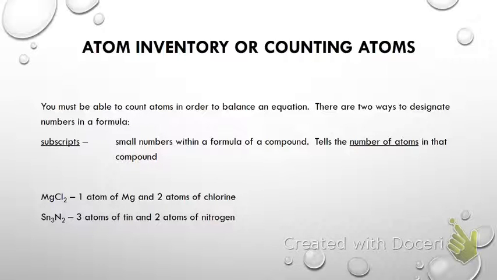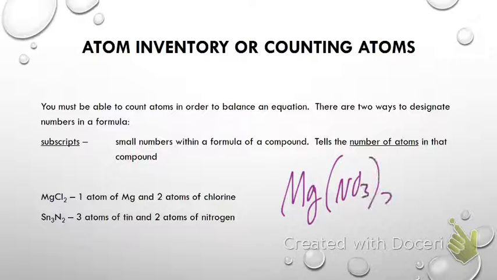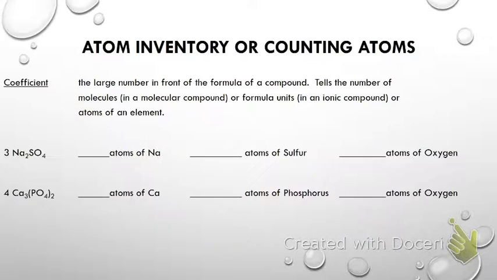Okay, I'm not going to spend much time on that because we've done that. I just want to also reiterate, if you've got a formula like this and you have the subscript outside, hopefully by now you realize that that means that 2 goes for everything inside, so that I would actually have 2 nitrogen and 6 oxygen. Remember, you multiply these two. Okay, so that's a quick review on that.